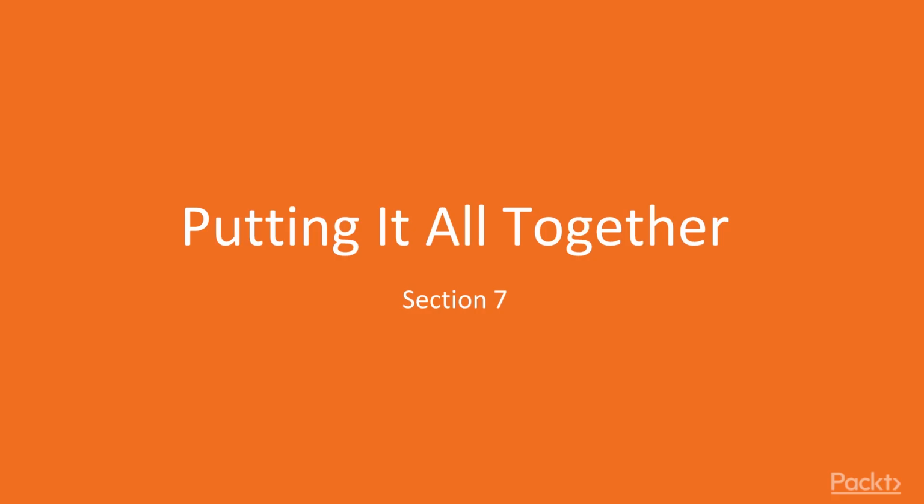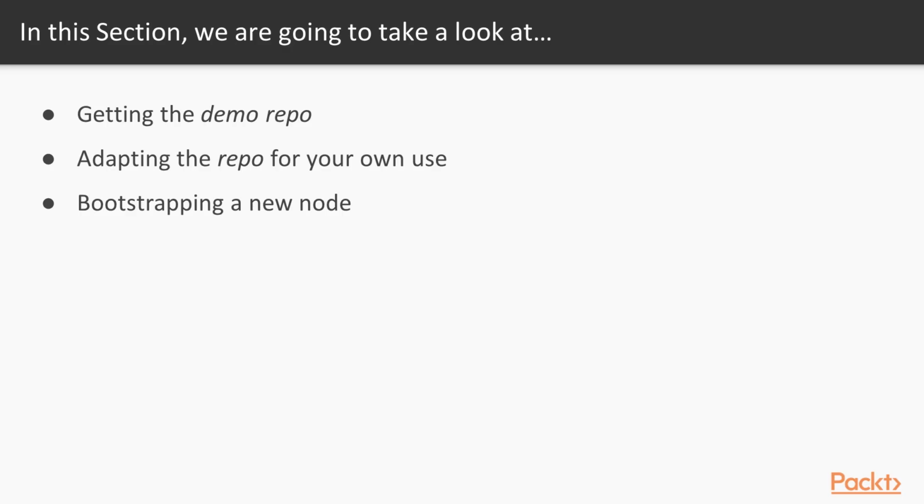Hello everyone, this is the last section of this course, putting it all together. In this section, we'll apply ideas from all the previous sections to see what a complete working Puppet infrastructure looks like, using a demonstration repo which illustrates all the principles explained in this course. You can use it as the basis of your own Puppet codebase, adapting and expanding it as needed.